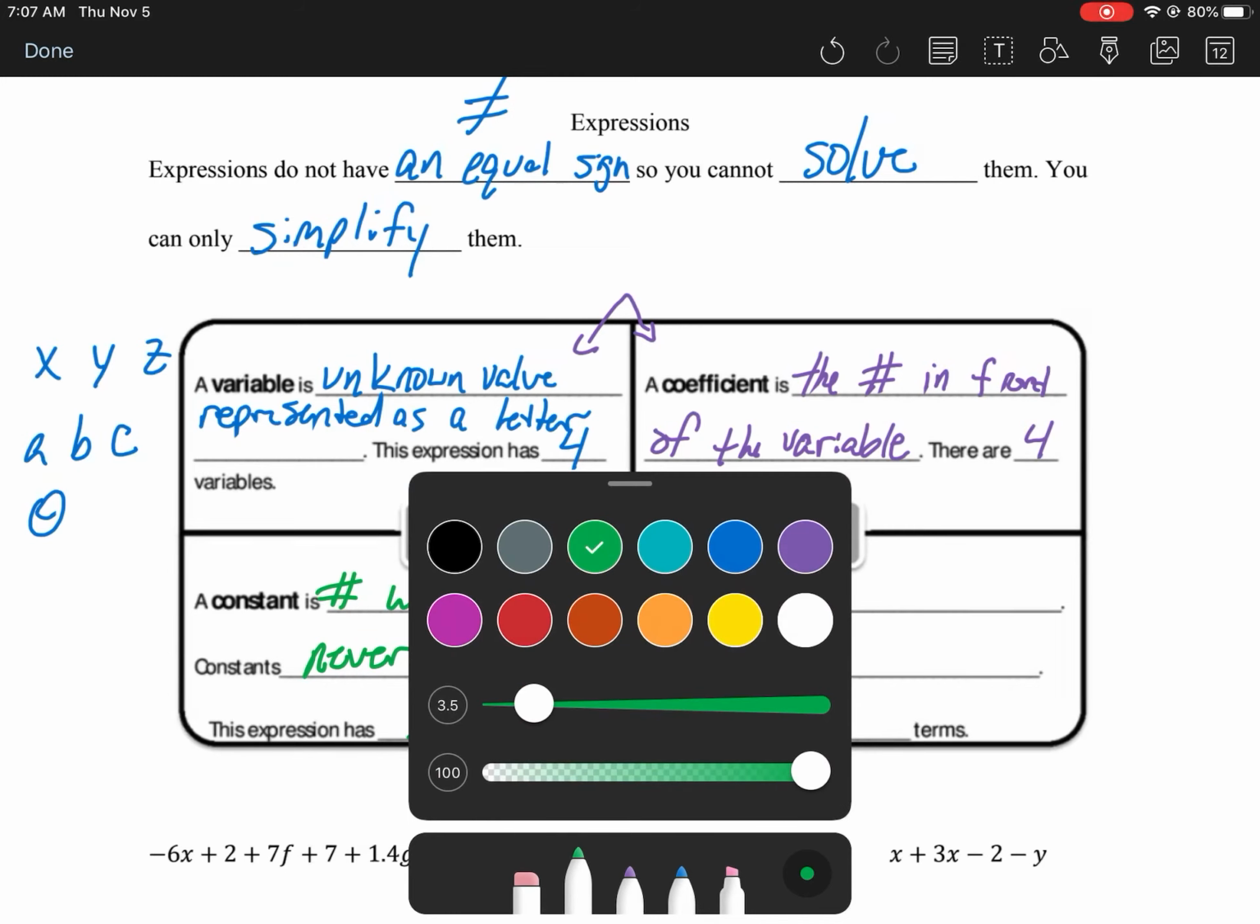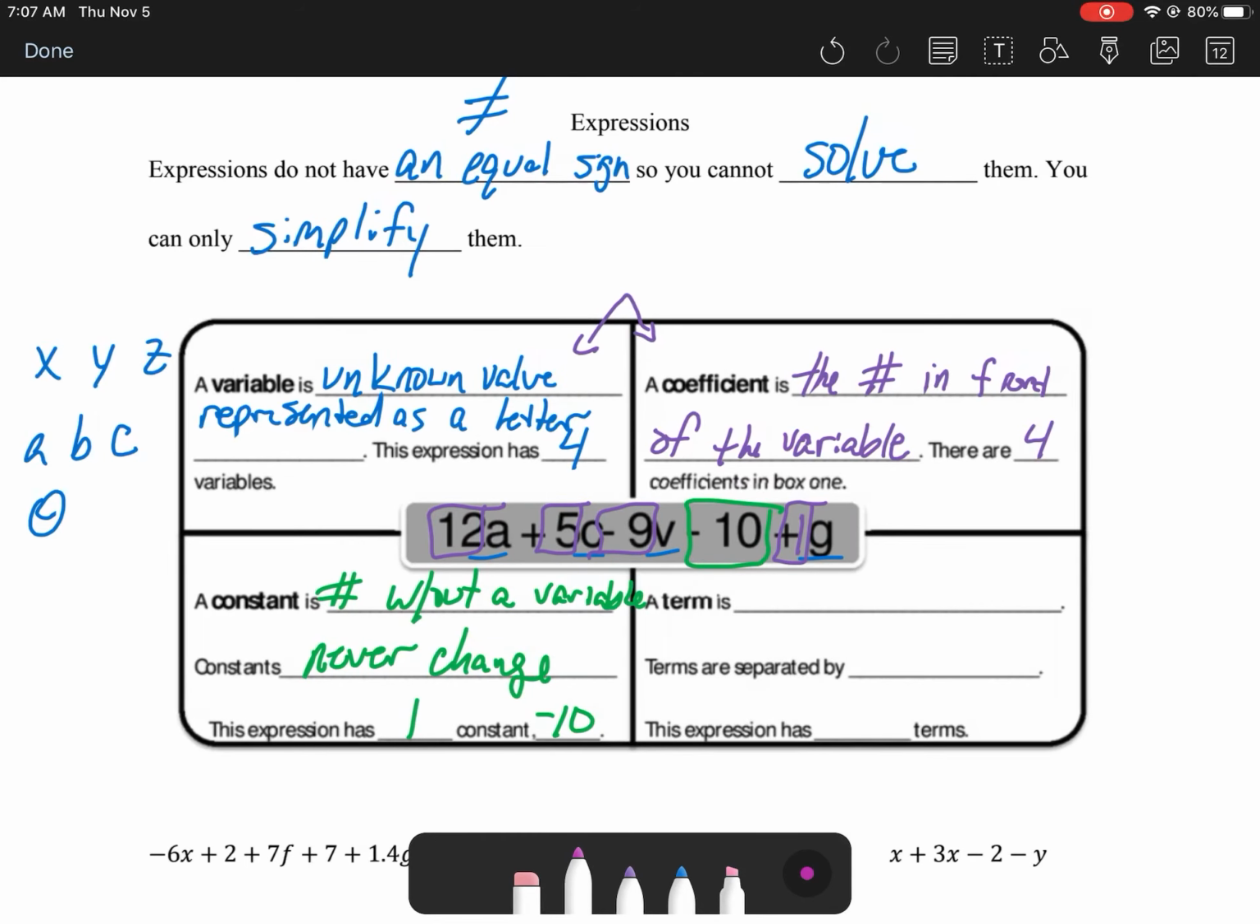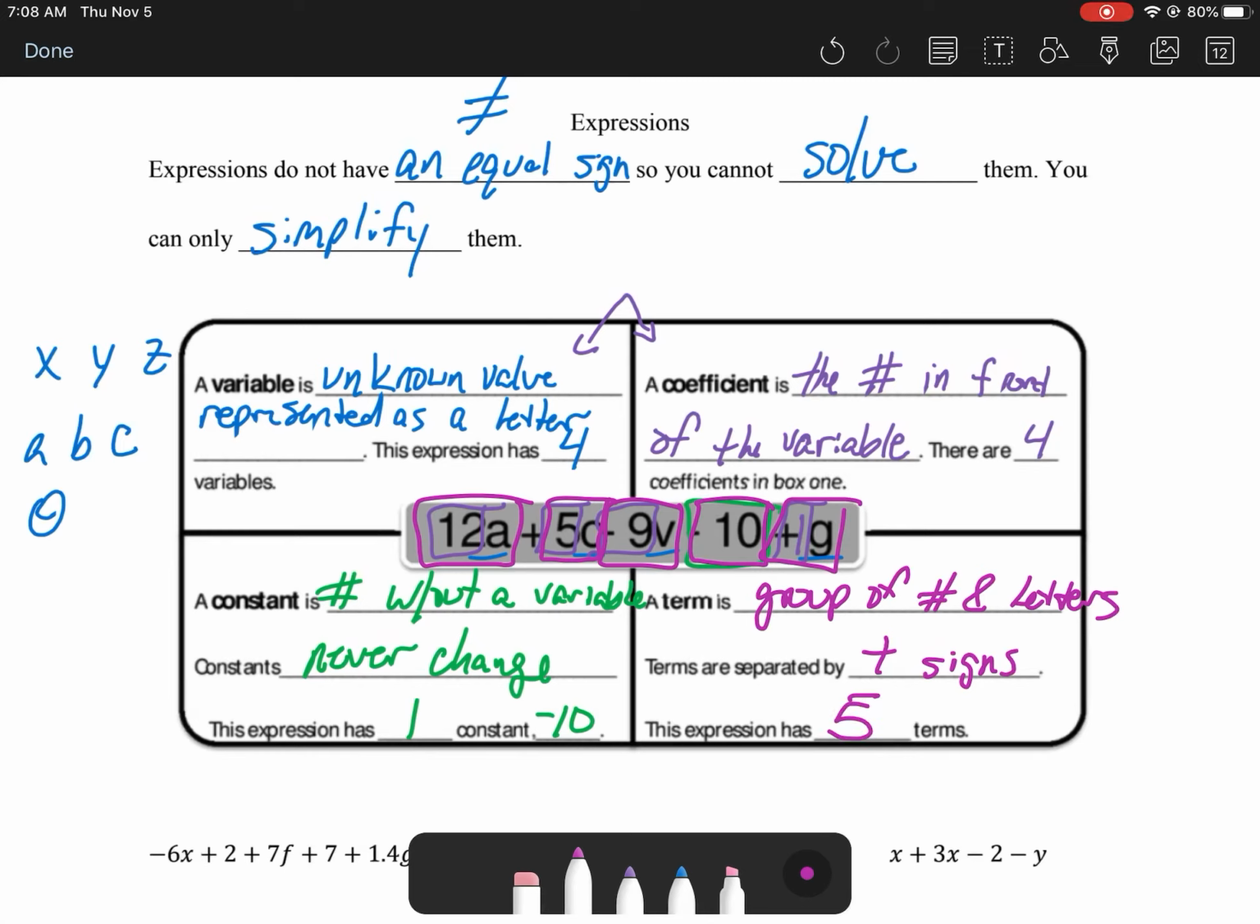Just changing up my colors here. Let's go with pink. To talk about the term, it is a group of numbers and letters. Terms are separated by addition signs. Now, addition signs also includes subtraction signs. So if we look up at my expression up here, this is a term, this is a term, this is a term, and a term. So we have 5 terms in our expression.